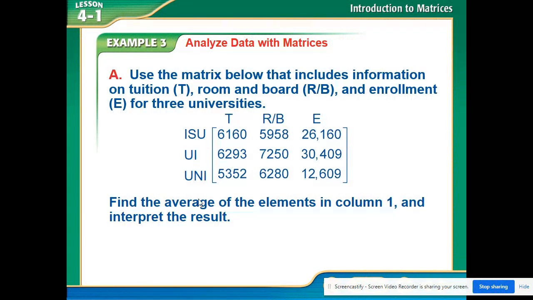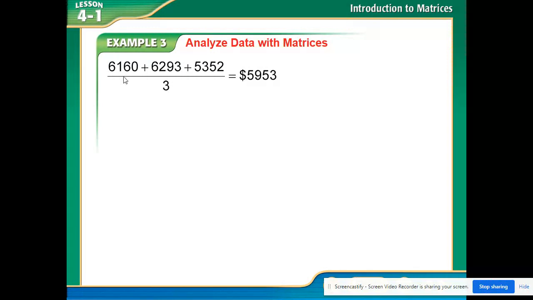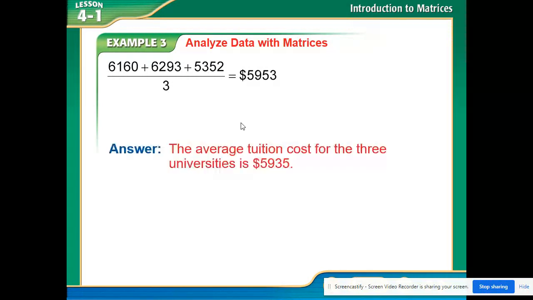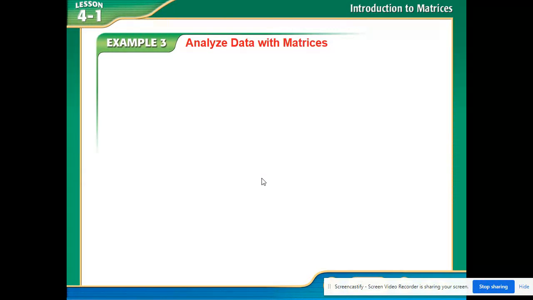All right, can we find the average of the elements of column 1 and interpret the results? So here's all the tuitions, and if I average them up, I'm going to have the average tuition to go to one of these colleges. It's not the exact, but it's the average. So I add them all up, divide by 3, and that's the average tuition cost for the 3 universities, around $6,000 a year.